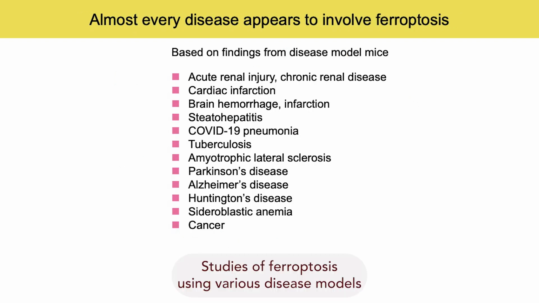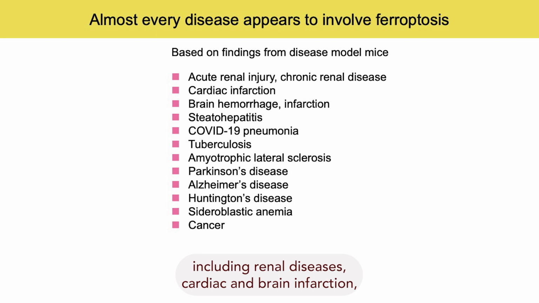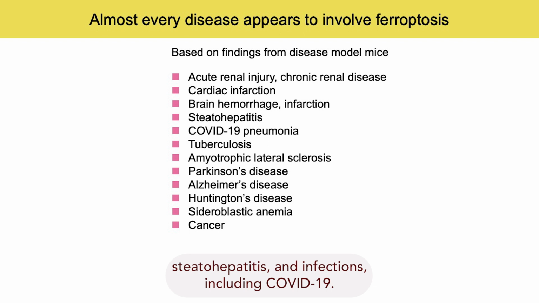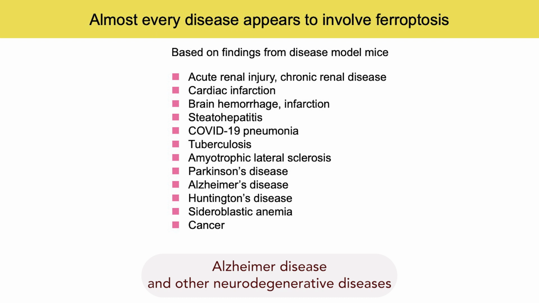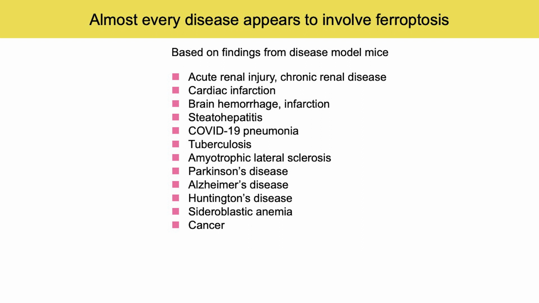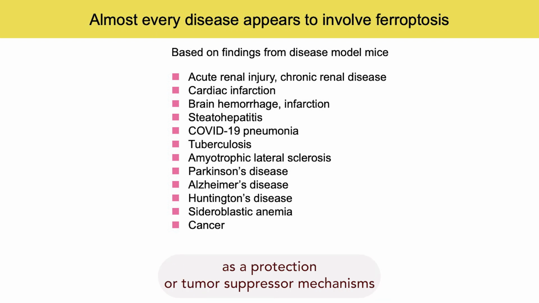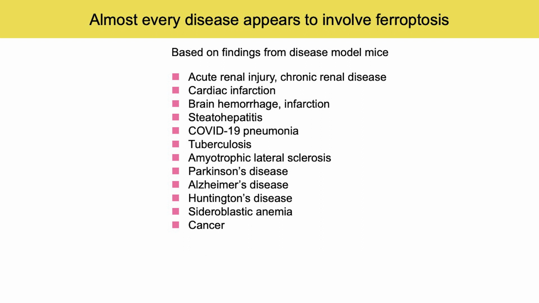Studies of ferroptosis using various disease models have suggested its involvement in disease processes, including renal diseases, cardiac and brain infarction, steatohepatitis, and infections including COVID-19. Alzheimer's disease and other neurodegenerative diseases have also been suggested to involve ferroptosis. In these diseases, ferroptosis contributes to tissue damage. In contrast, in the case of various cancers, ferroptosis appears to function as a protection or tumor-suppressor mechanism by killing cancer cells or precancerous cells.